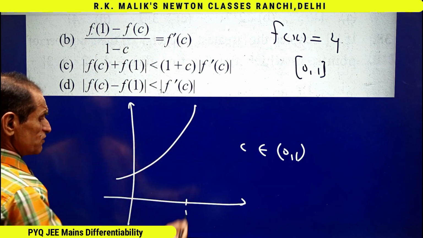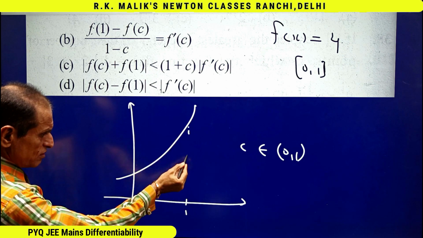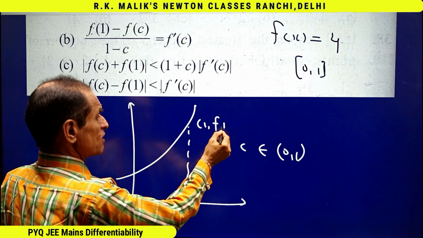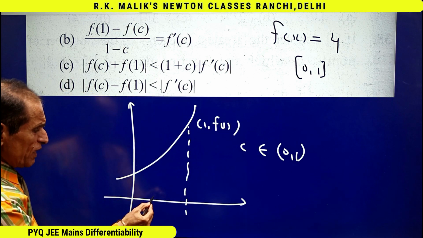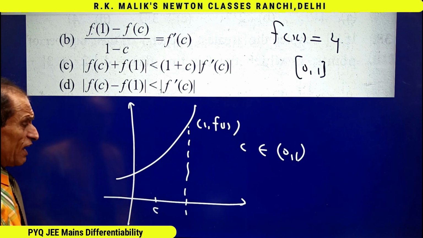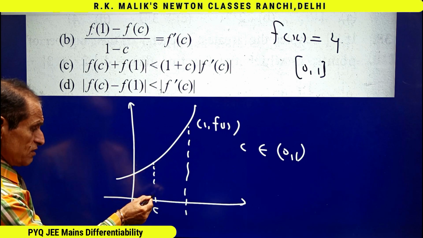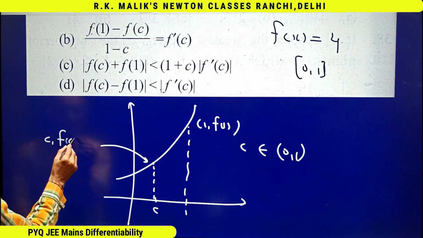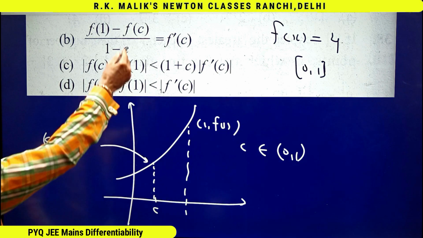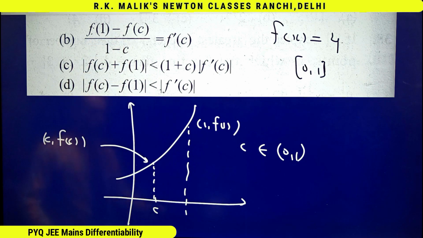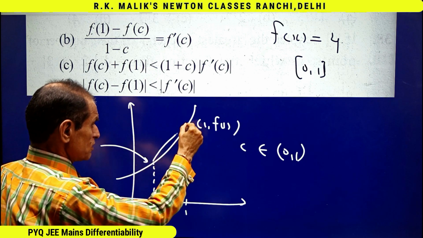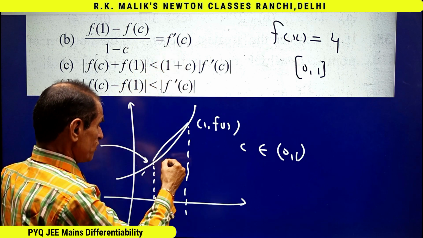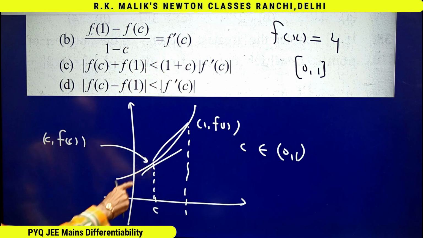Say I take this function. Clearly this point will be (1, f(1)). Whichever point C I take on the x-axis, this point will be (c, f(c)). This clearly denotes the slope of this line, and f'(c) denotes the slope of the tangent at this point.